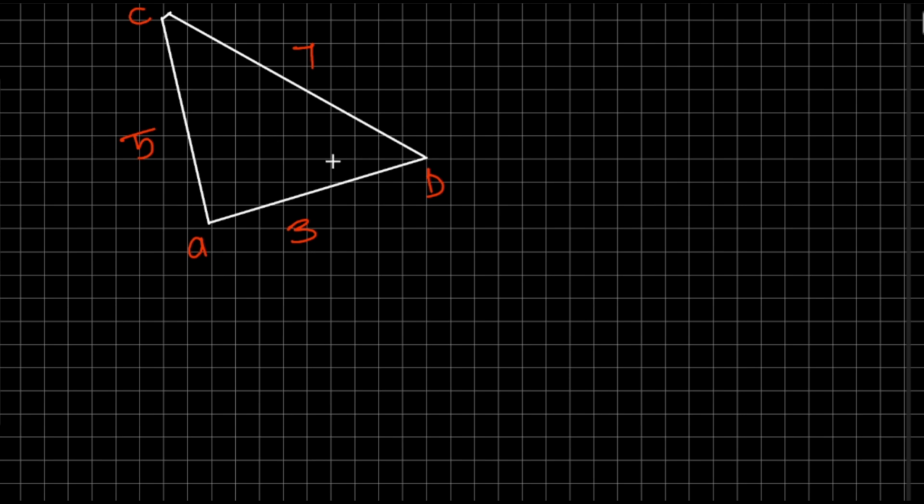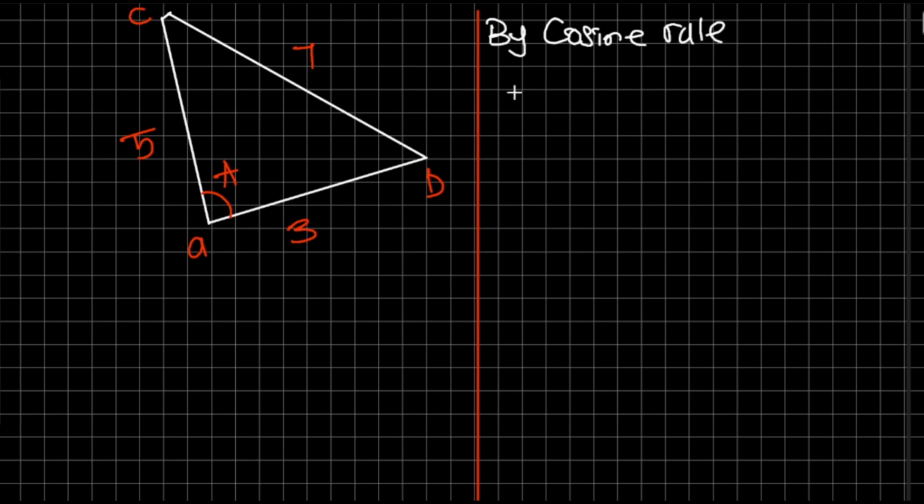and then we have BC to be 7. Okay, so we are looking for the biggest angle, so that will be angle A. The angle facing the longest side will definitely be the biggest angle. So that's the convention for that. Now we apply our cosine rule. By cosine rule, we have cos A equal to b squared plus c squared minus a squared all over 2bc.